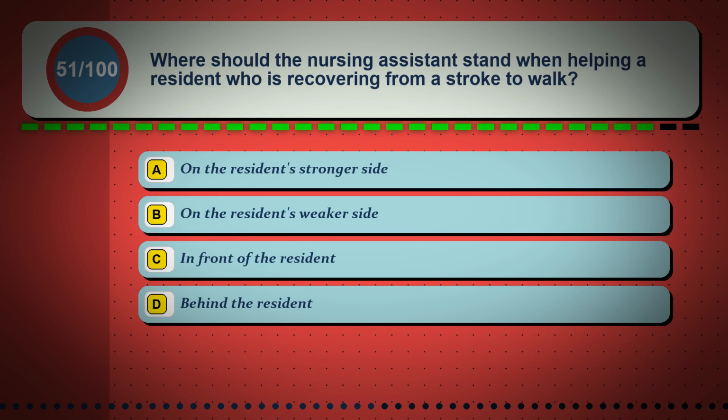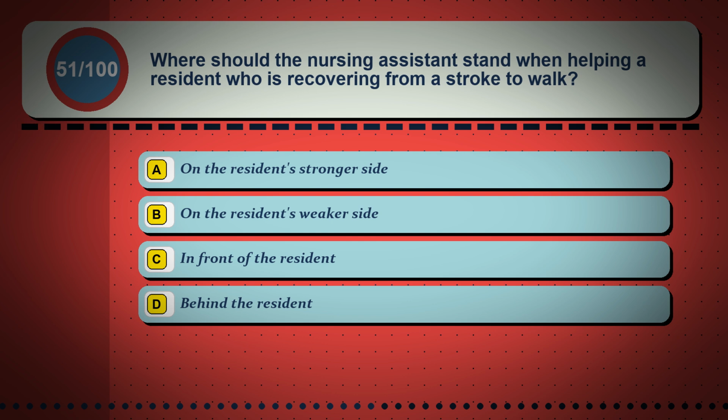Question 51. Where should the nursing assistant stand when helping a resident who is recovering from a stroke to walk? Option A. On the resident's stronger side. Option B. On the resident's weaker side. Option C. In front of the resident. Option D. Behind the resident.